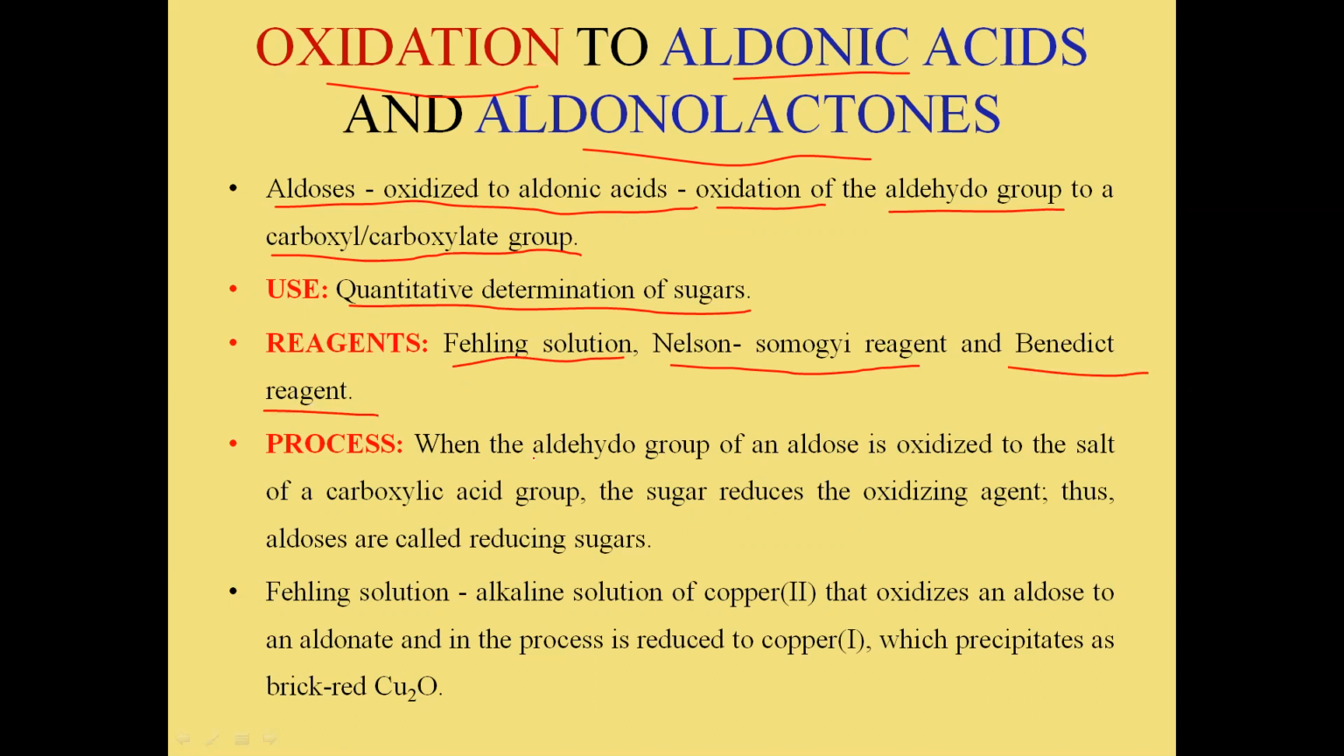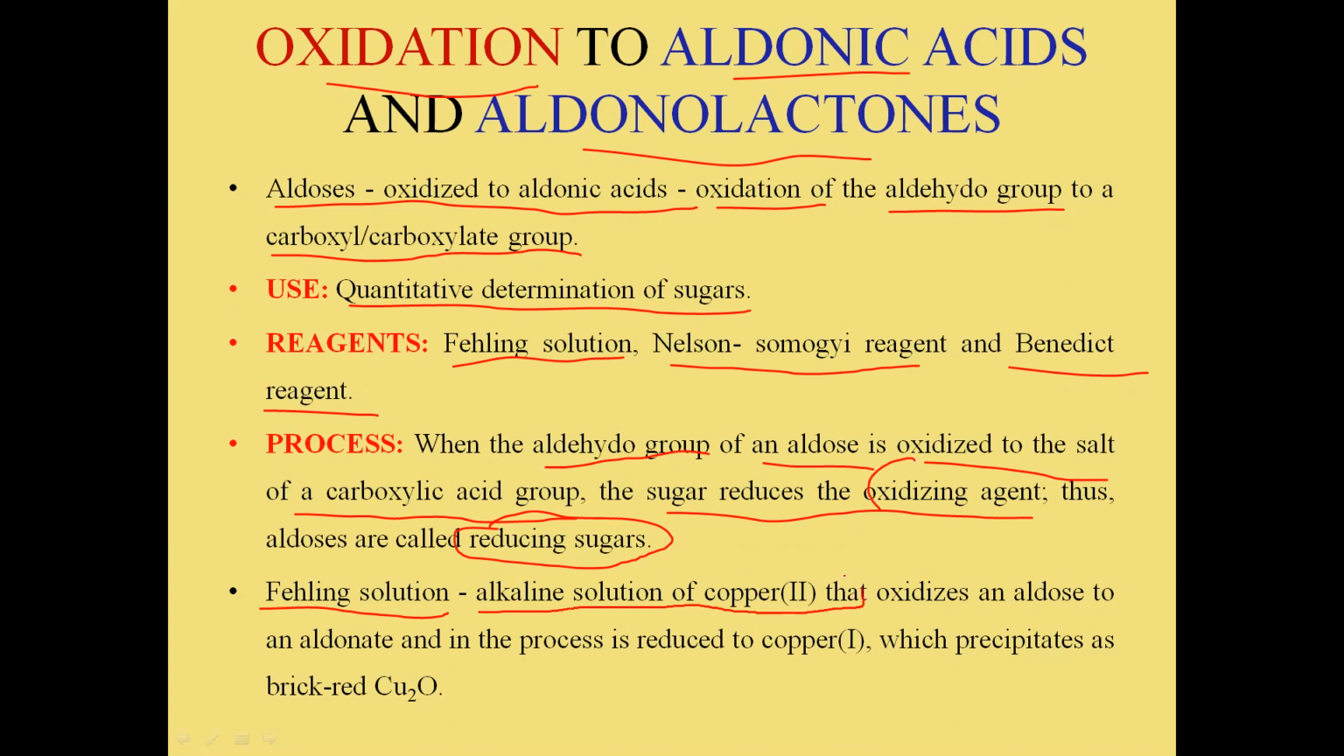So the process is that the aldehydo group of an aldose is oxidized to the salt of a carboxylic acid group. So the sugar reduces the oxidizing agent. Thus we call that sugar a reducing sugar. For better understanding, let us take the reagent to be the Fehling solution. This reagent is going to act as the oxidizing agent, the alkaline solution of copper 2. Copper 2 is nothing but the cupric oxide, and this is the oxidizing agent when we consider Fehling solution.